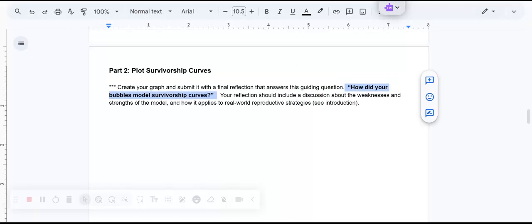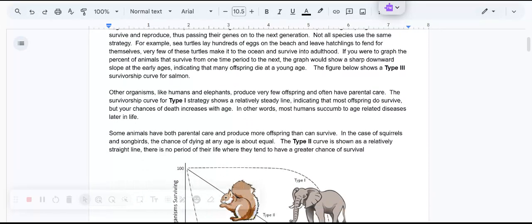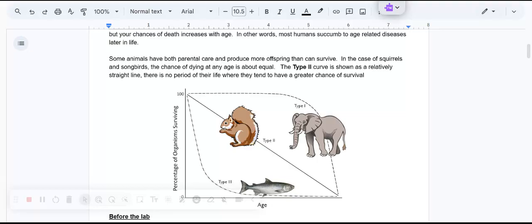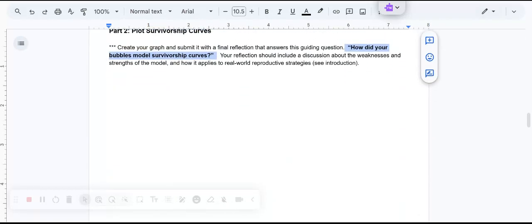So you're going to reflect back on this first page right here, and you're going to tell us which type each of the babies goes, type 1, type 2, or type 3. You're going to explain why. You're also going to tell me why it might not have worked perfectly. For example, we had one group that the parenting did not do very well. All right. And then we're going to connect it to the real-world reproductive strategy so we can compare it to the type 1, type 2, type 3.